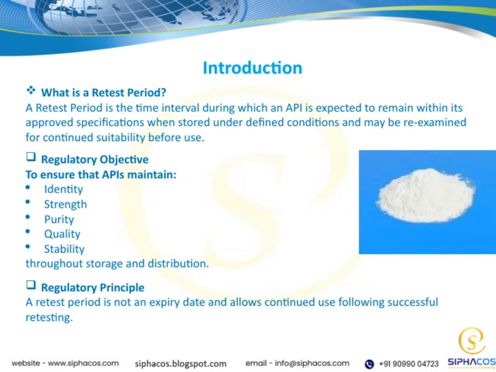It's the time during which an API, that's an active pharmaceutical ingredient, should stay within its approved specs when stored properly. During this time, it can be tested again to confirm it's still good to use. The goal here is to make sure the API keeps its identity, strength, purity, quality, and stability throughout storage and distribution. Importantly, a retest period isn't the same as an expiry date. It actually allows continued use if the API passes retesting.